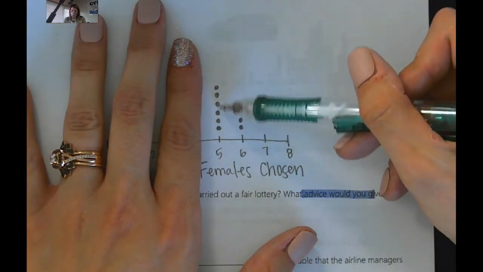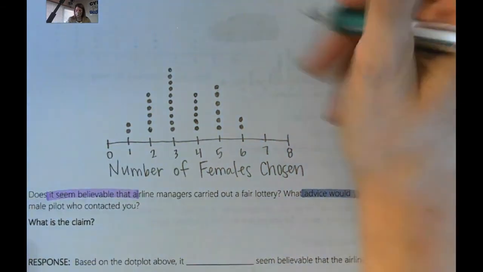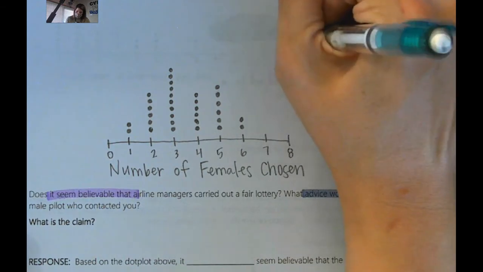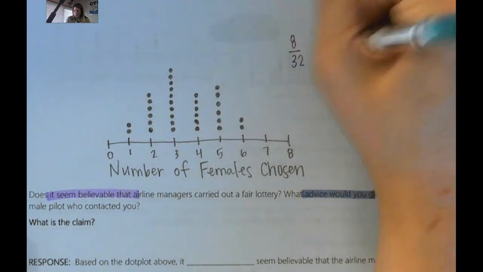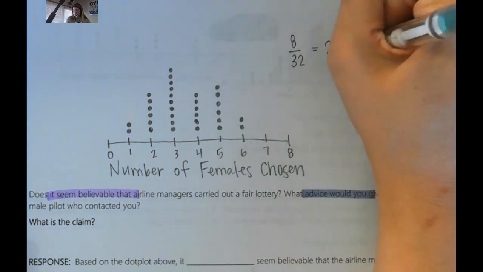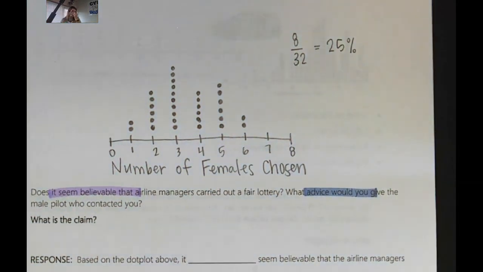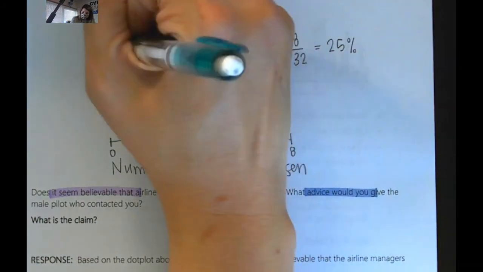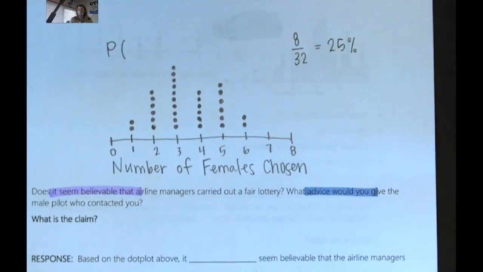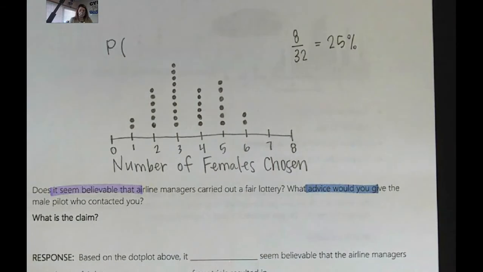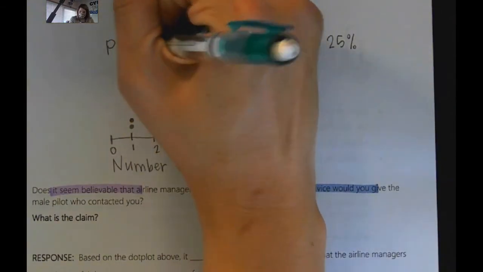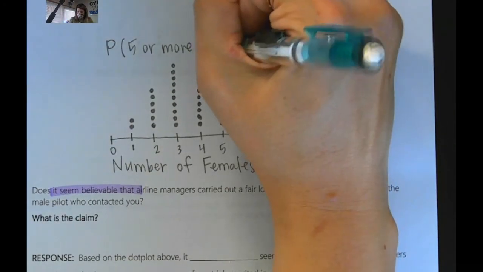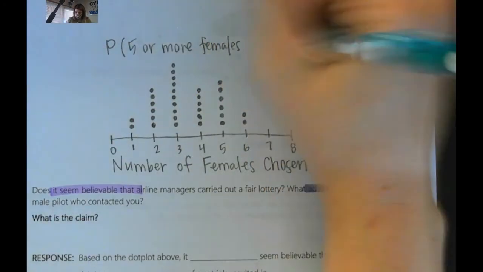So 1, 2, 3, 4, 5, 6. I'm getting 8. How about you guys? So 8 out of 32, which is 25%. What we just found is the probability. So I'm going to say capital P with parentheses. We just found the probability of 5 or more females chosen.